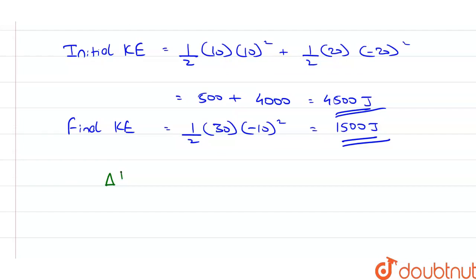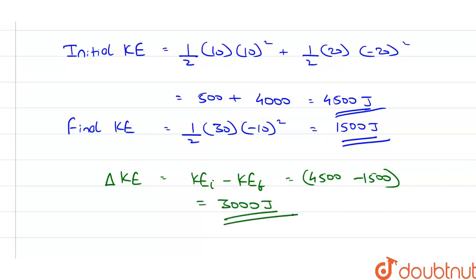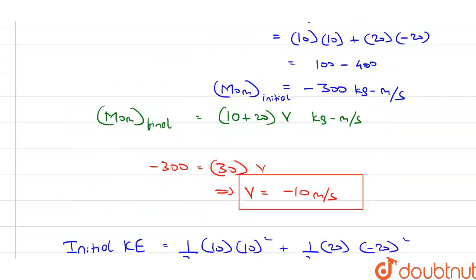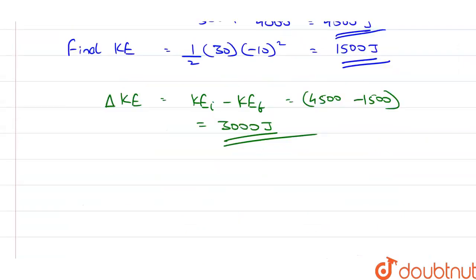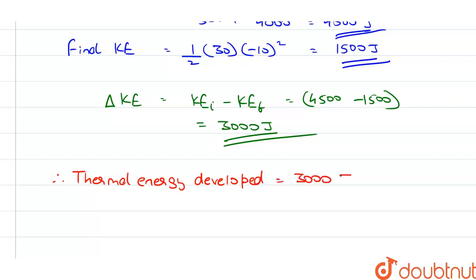So the change in kinetic energy, delta KE, is equal to initial kinetic energy minus final kinetic energy. So 4500 minus 1500, which is equal to 3000 joules. And this change in kinetic energy is liberated as thermal energy. Therefore, we can say that the thermal energy developed is equal to 3000 joules.